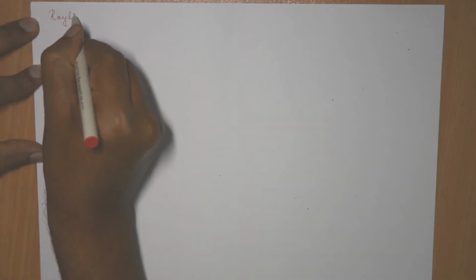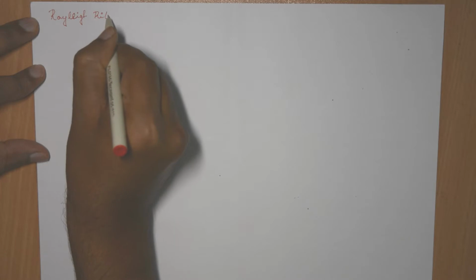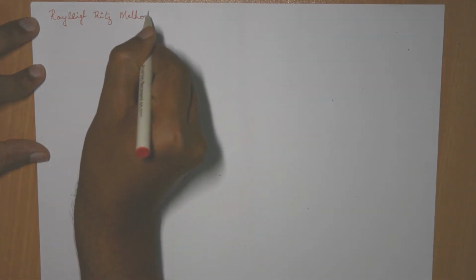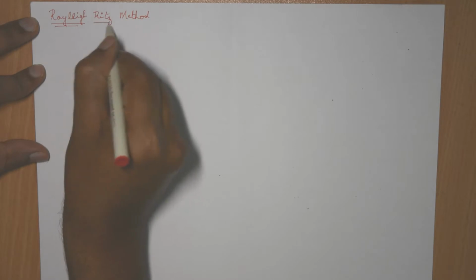Hello everyone. Today we will look into the next method, which is the extension of the minimum potential energy method, called the Rayleigh Ritz method, or also called the RR method. Now this Rayleigh Ritz method, there are certain steps that we follow in order to obtain the solution for a given problem.